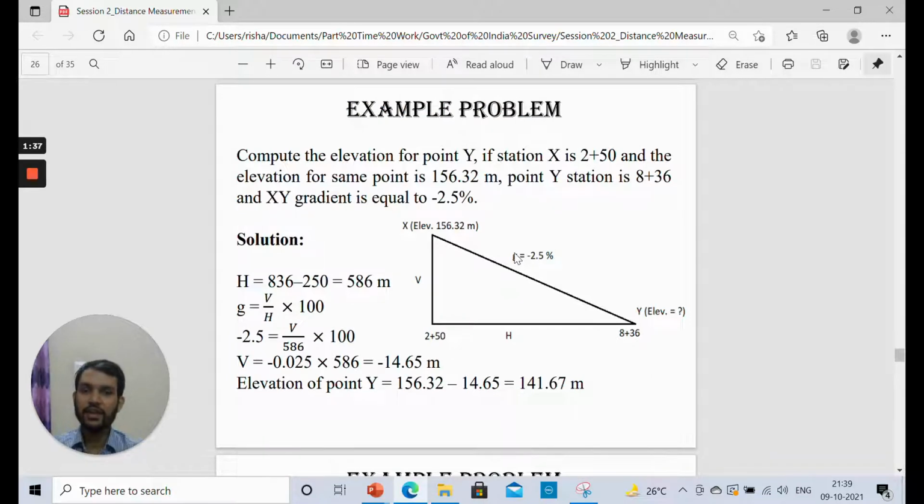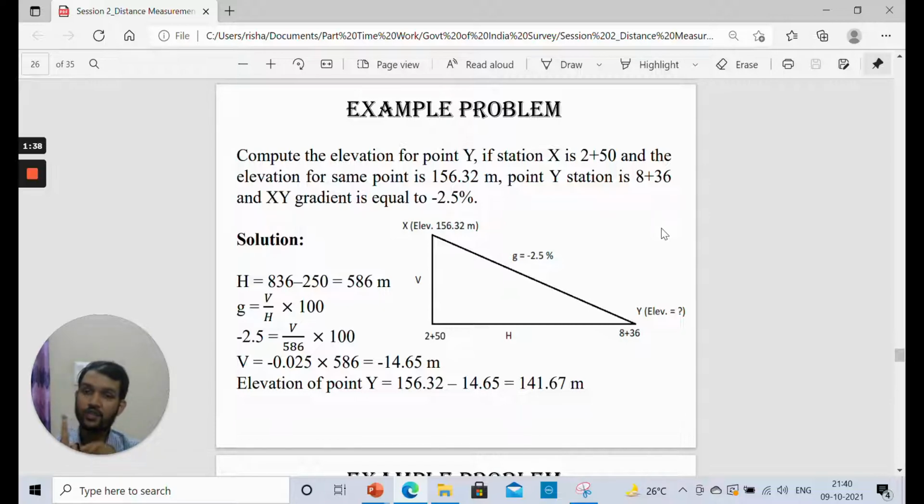We will discuss this with the help of an example problem so that you can understand what is happening here. We have been asked to compute the elevation for a particular station Y. It is given that station X has the station as 2 plus 50. 2 plus 50 means at a distance of 250 meters.